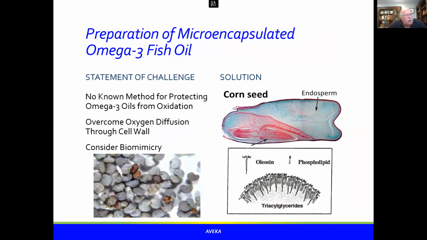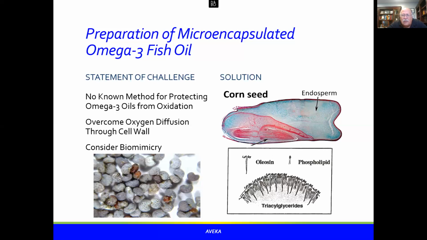The second example I want to show you is the preparation of microencapsulated omega-3. So here we're talking about forming a little droplet of omega-3 oil with a shell around it that's going to be a nice stable structure. There are no known methods for protecting omega-3 oils from oxidation by microencapsulation. There are people that do this, and there are millions of pounds of this stuff that are sold, but the reality is oxygen has incredible diffusing power. It goes right through these shell walls that you're actually making, and you can't stabilize this stuff.